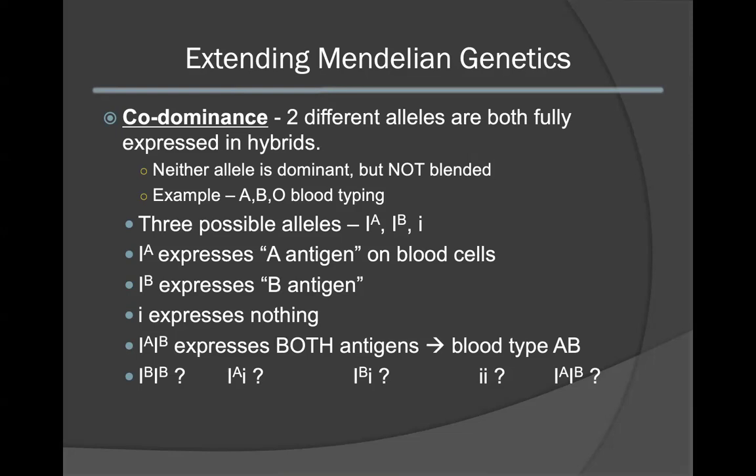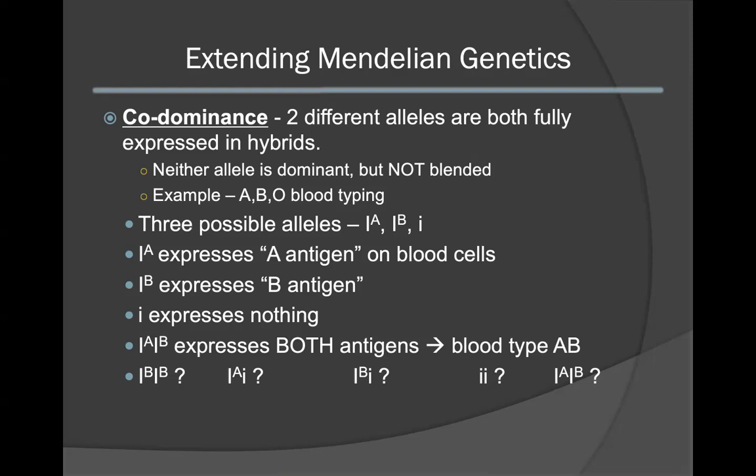When you're considering blood types, there are three possible alleles that you can have: the dominant A, the dominant B, and the recessive state, which would be for the blood type O. If you have an allele that has the A antigen, or IA, you would be expressing the A antigen on your blood cells, which means that your blood cells would have the cell surface marker consistent with blood type A. If you have IB, this means that you would be expressing the B antigen on your blood cells. However, i is considered to be recessive, and if you have the recessive alleles, you do not express anything.